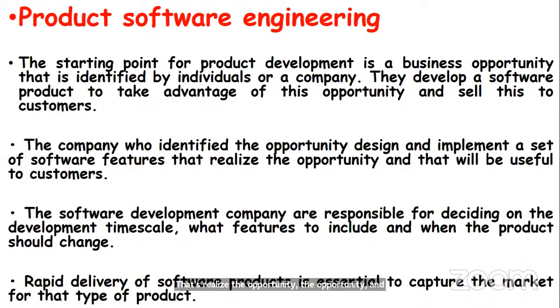The software development company is responsible for deciding on the development time scale, right? What features to be included. So we are going to be looking at what the features are and what the time scales are. These are the things we'll be looking at in detail in subsequent classes or slides. And when the product should change. So when a company decides to do proprietary software, it decides all the parameters, all the features. It is not that a customer is telling you what you are supposed to do for them.